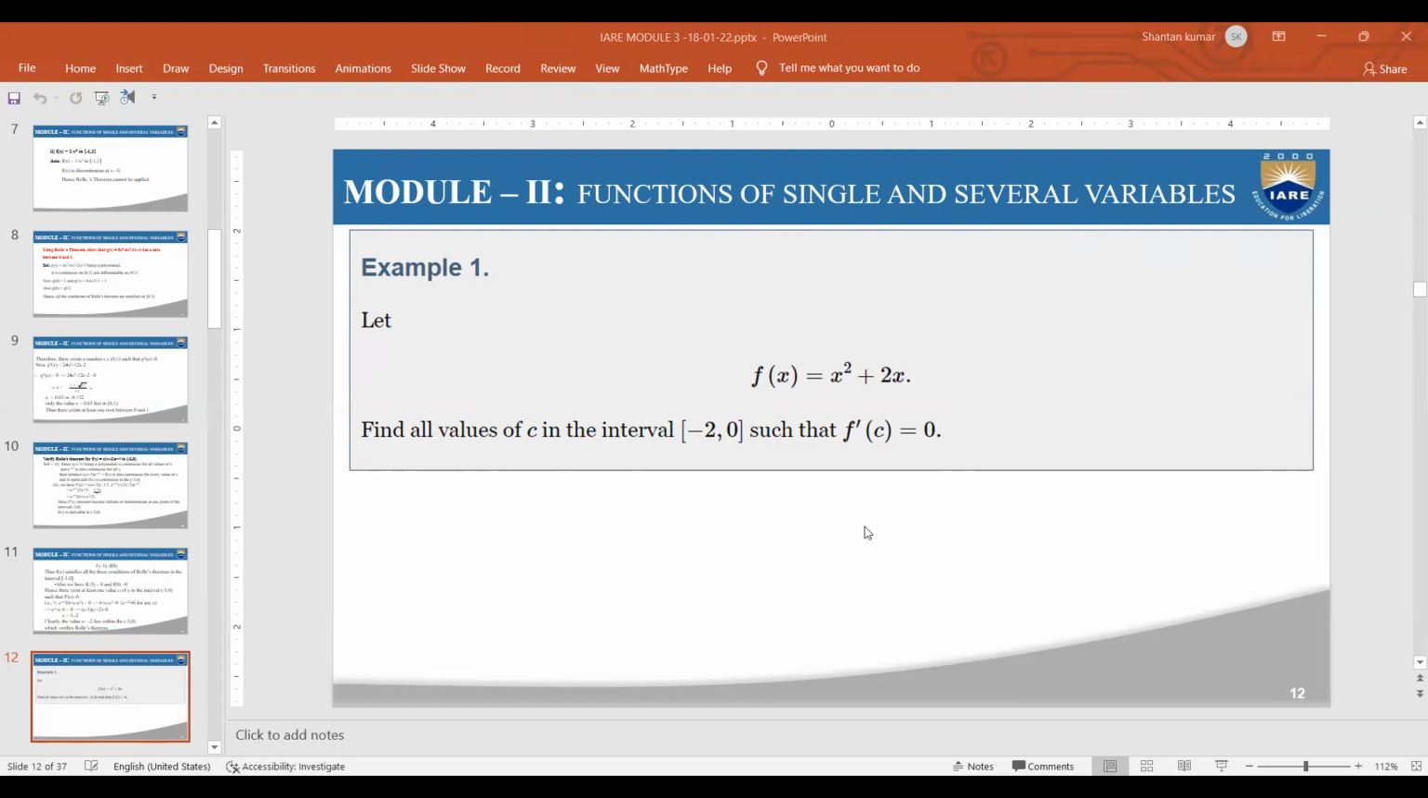Sir, C equal to -1 వచ్చింది. Continuous అవుతుందా? అవుతుంది సార్. Differentiable? అవుతుంది సార్. F of A ఎంత? F of A 0 సార్. Okay, very good. F of B కూడా 0.